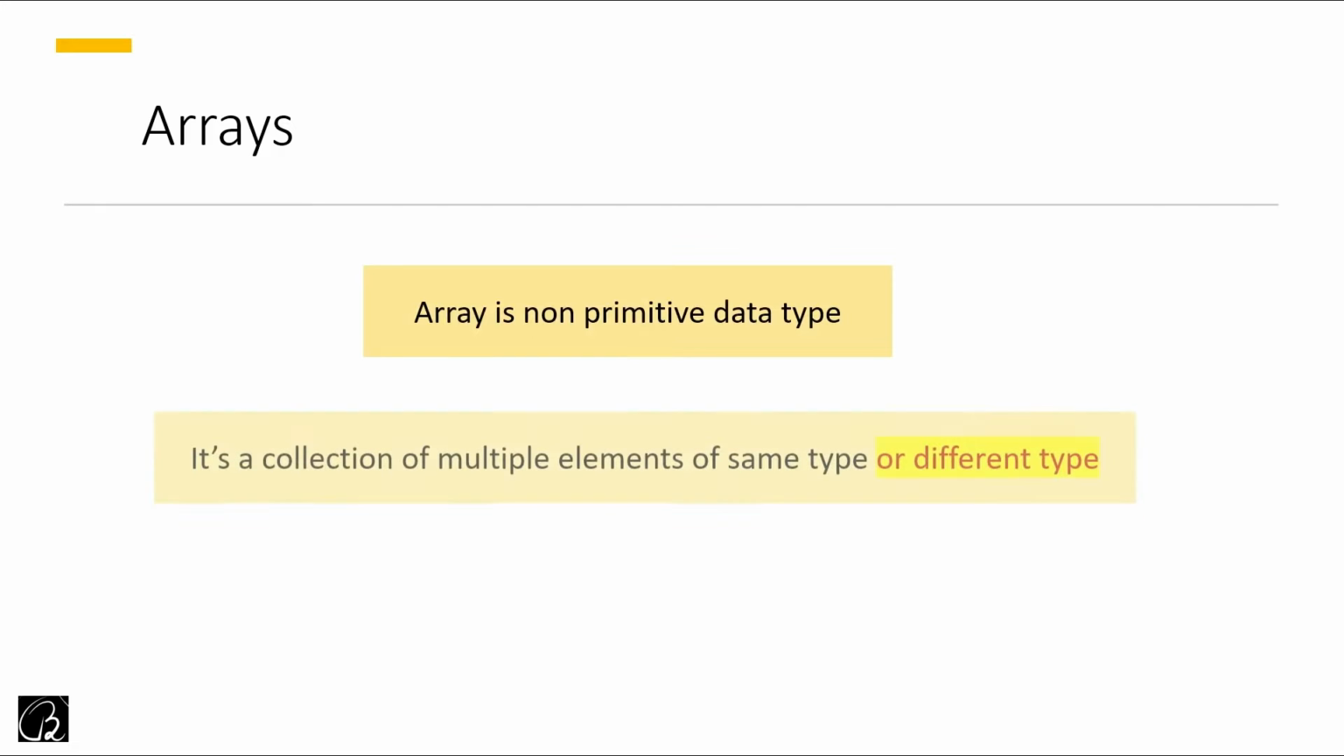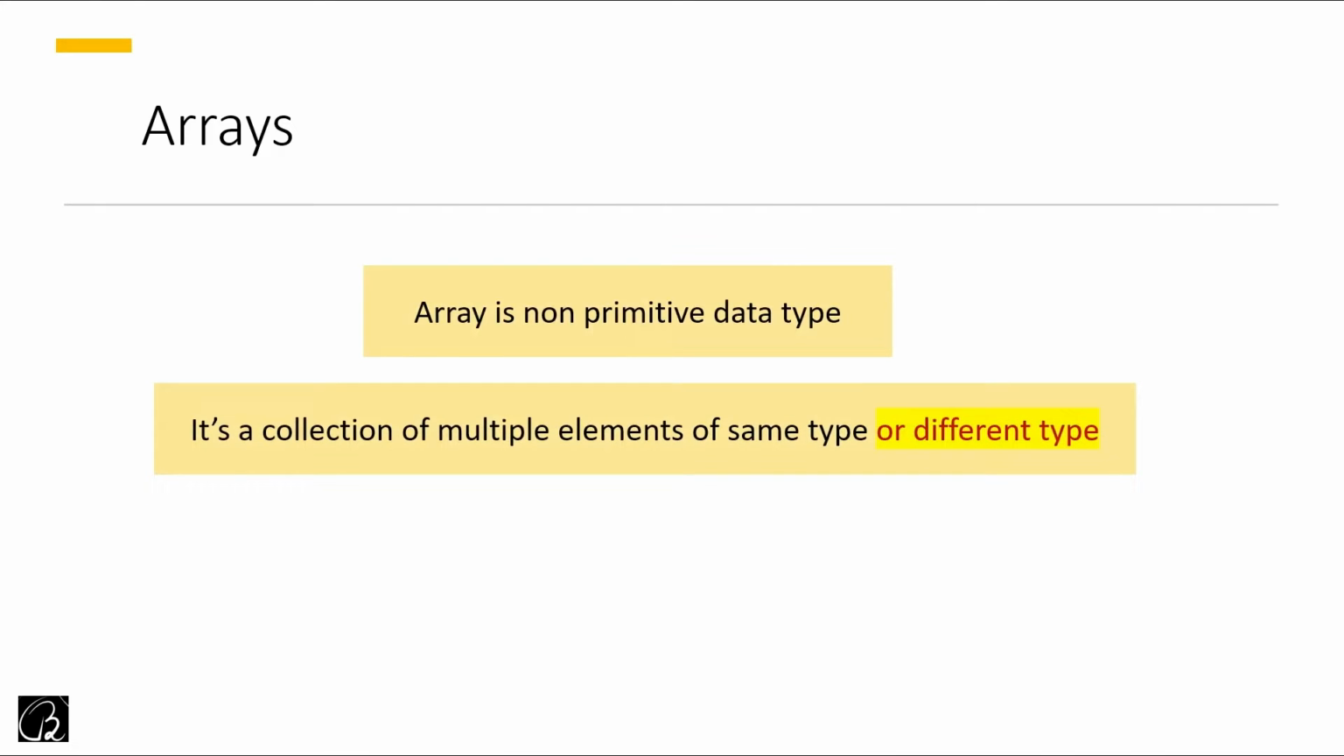So like in other languages, let's say C, array is considered a primitive data type. But in JavaScript, array is considered a non-primitive data type. Okay. So what is an array? It's very simple. An array is nothing but a collection of multiple elements of the same type or different types. Yes, it could be different types as well. So here the type I'm talking about is nothing but the data type.